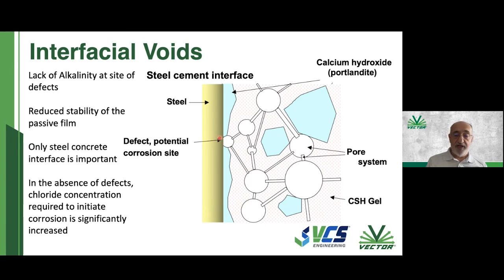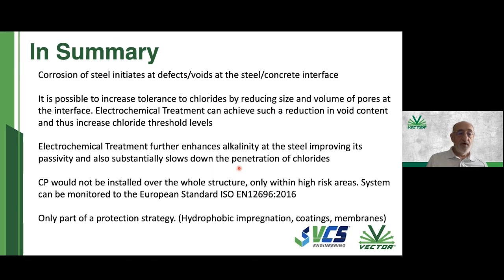And this is it schematically, really. When you cast concrete on steel, you have a fairly consistent layer of lime, Portlandite, sitting on the surface of the steel. That acts as a physical barrier as well as a chemical barrier. But where you've got your potential defects or pores, the chloride can percolate through and initiate corrosion. So the idea is to try and block those pores with alkalis that you produce subsequently. So in summary, the corrosion of steel initiates at defects and voids in the concrete, and it's possible by electrochemical treatment to increase the tolerance of chlorides and so on.